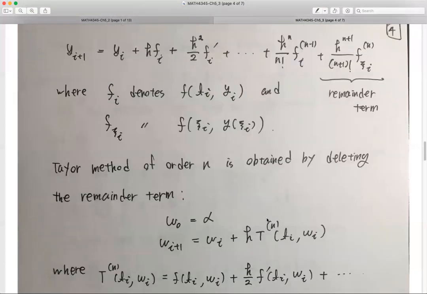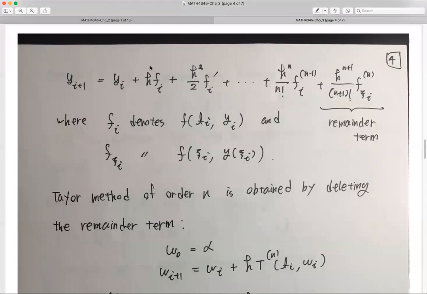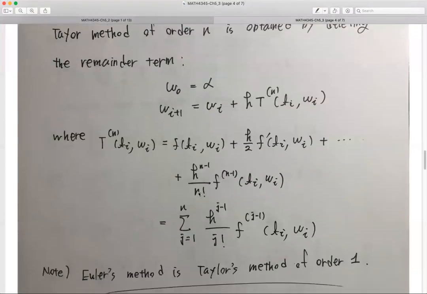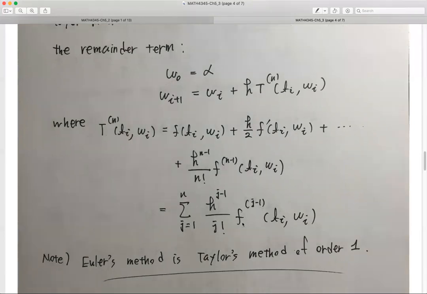Okay, what's T_n? T_n is just f_i through the second term from the last, multiplied by h. So we can express this using sigma notation: sum from j = 1 through n of h to the (j-1) power over j factorial times the (j-1)th derivative of f. Okay.